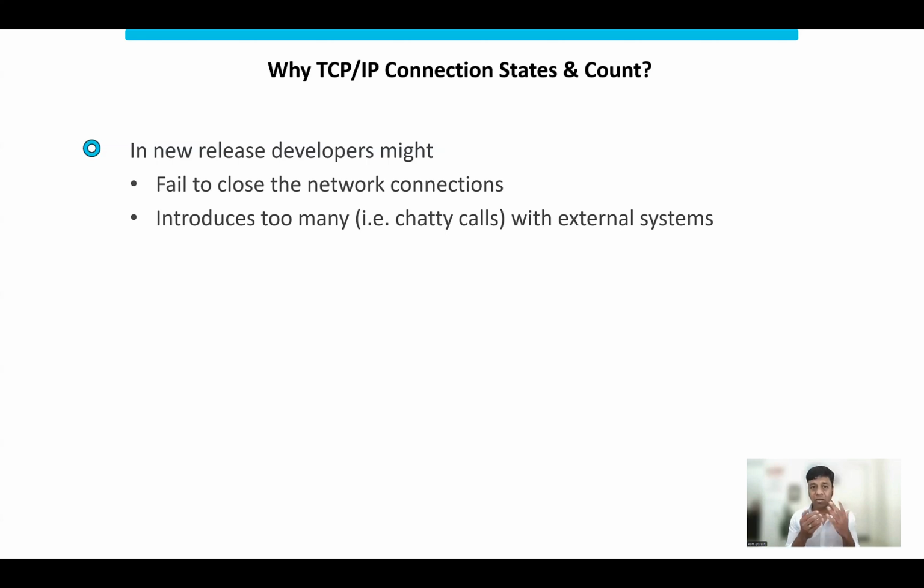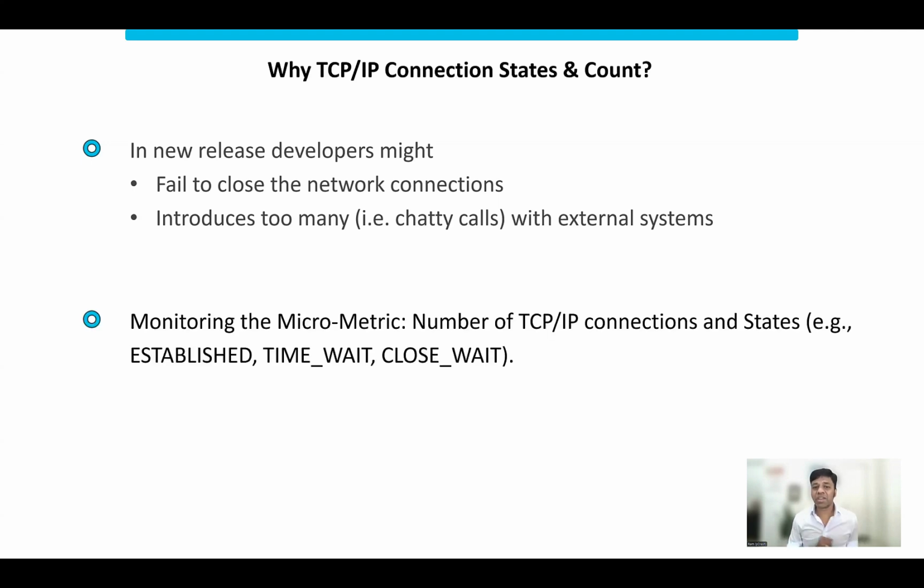Similarly, what happens if your developer has introduced too many connections to the backend system? Earlier, he was just making one call and it was going and coming back. Now he has made it very chatty, making a lot more calls. That means when your traffic volume comes very high, can your backend system handle such a load? If we start to look at TCP/IP connections, this is a micrometric that I want to share.